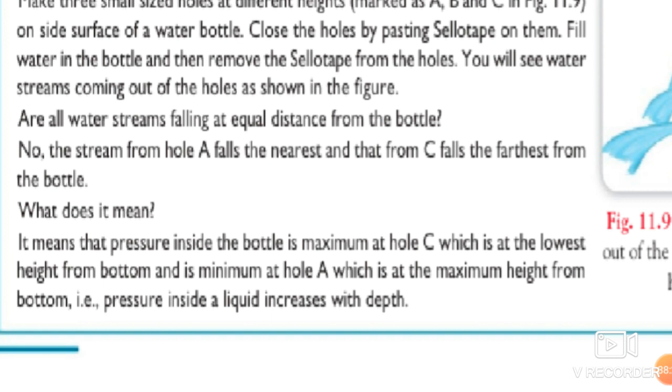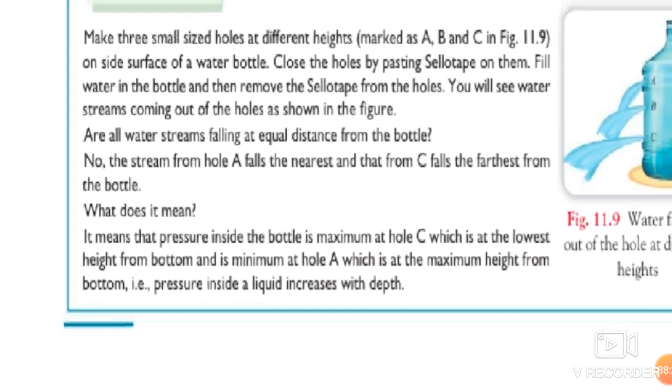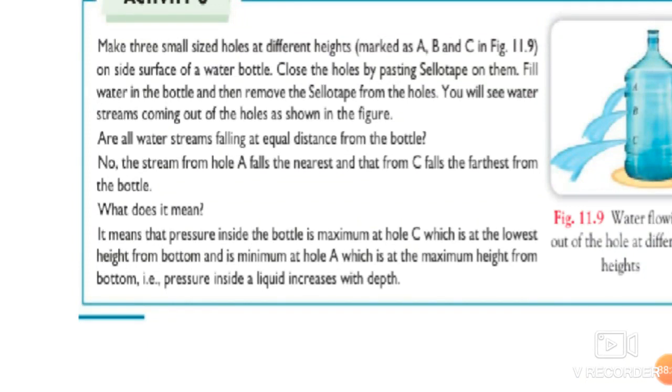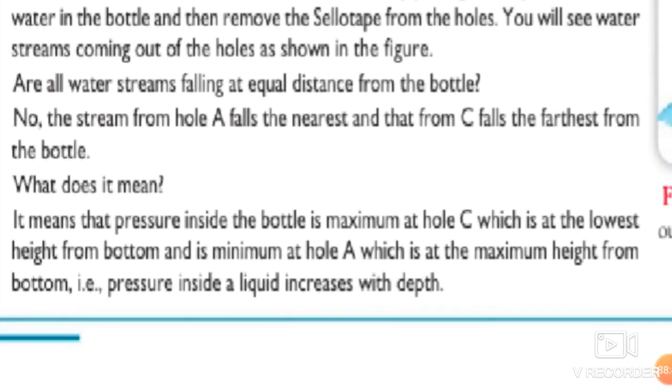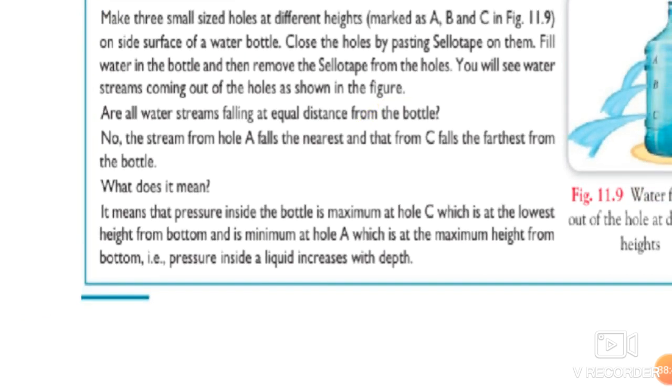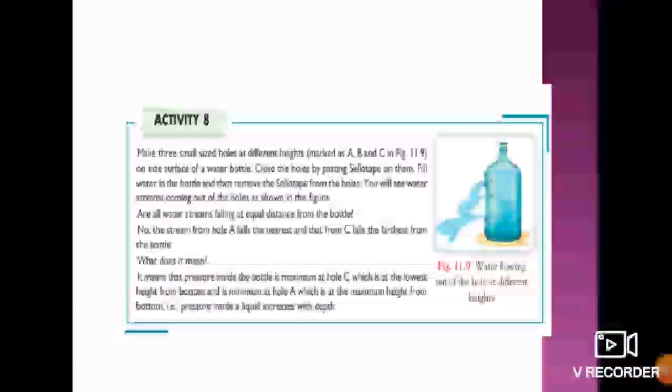So, in this case, what we will see? We will see that the pressure inside the bottle is maximum at hole C, which is at the lowest height from the bottom, and is minimum at hole A, which is at the maximum height from the bottom. So, from this we can say that the pressure inside the liquid increases with the depth. As the depth increases, the pressure also increases. Okay, students?